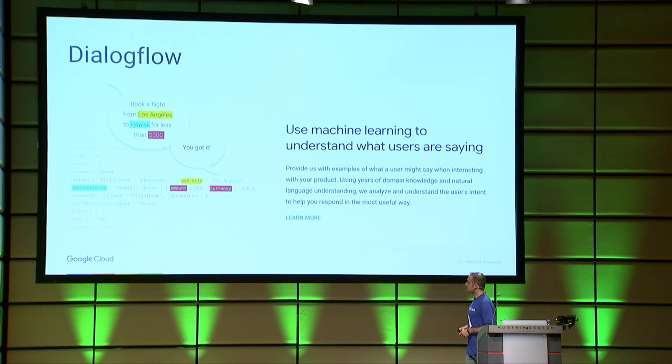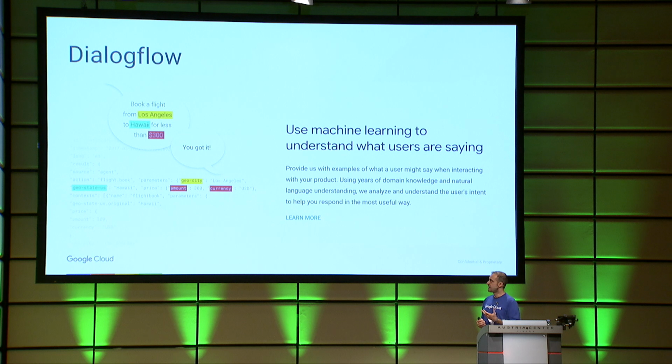And one of the things that I like about Dialogflow is that it has machine learning built in, so you don't have to worry about it yourself. For example, if someone says, book a flight from Los Angeles to Hawaii for less than $300, it will detect this, and it will pick out the entities from it. It will pick up that Los Angeles is a city. It will pick up the fact that Hawaii is a location. It will pick up that $300 is some amount of money, and it will give you that information in your application to use.